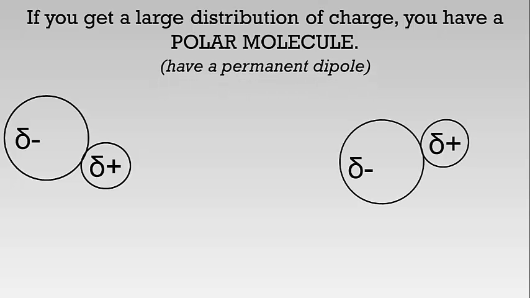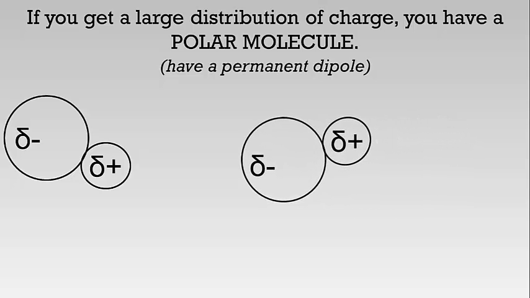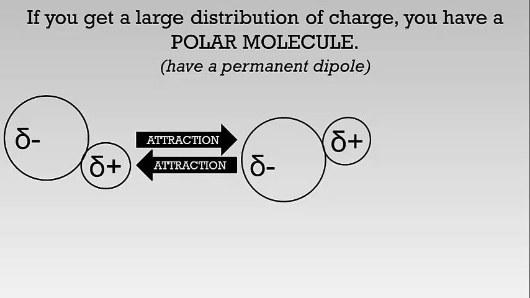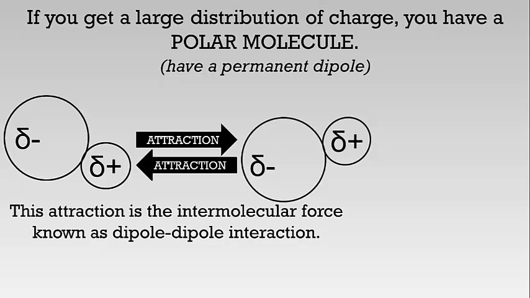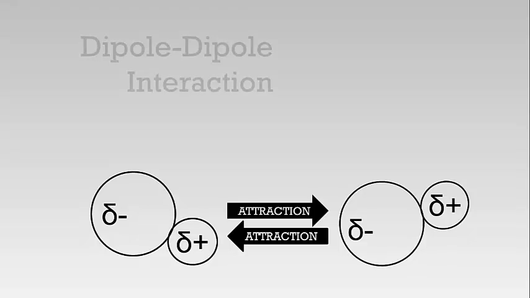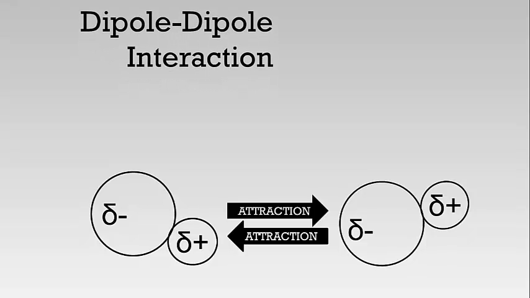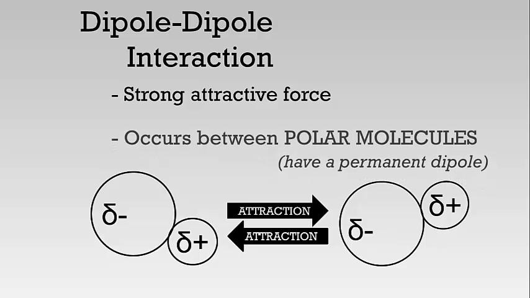When molecules have a permanent dipole, the charge ends of two different molecules can attract each other. The partial positive of one molecule will be attracted to the partial negative charge of another molecule. This attraction is the intermolecular force known as Dipole-Dipole Interaction. This strong attraction occurs between polar molecules that have a permanent dipole.